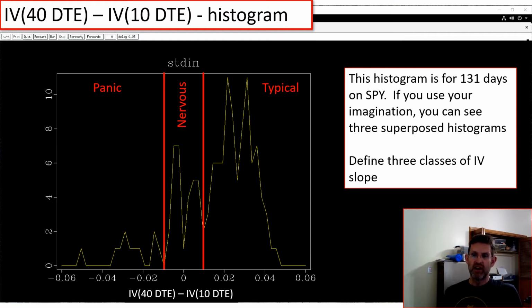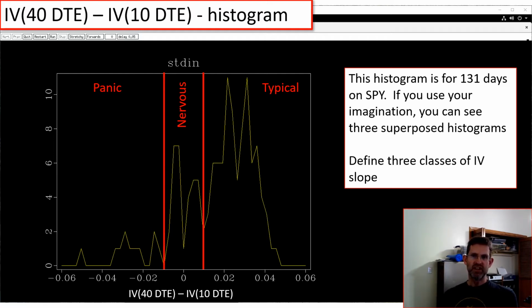So for each of the 131 IV curves, I measure the slope value by taking the difference between the 40-day and 10-day IV. So this is a histogram of those slope values. So typically the IV at 40 days is greater than the IV at 10 days. So that slope value is positive. And you can see the histogram has a peak at about 0.03.